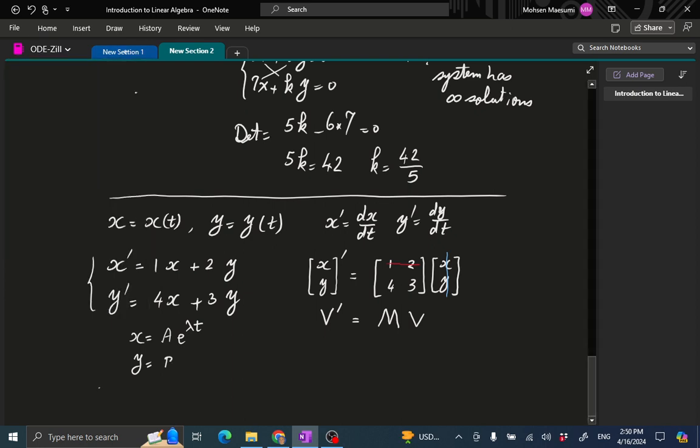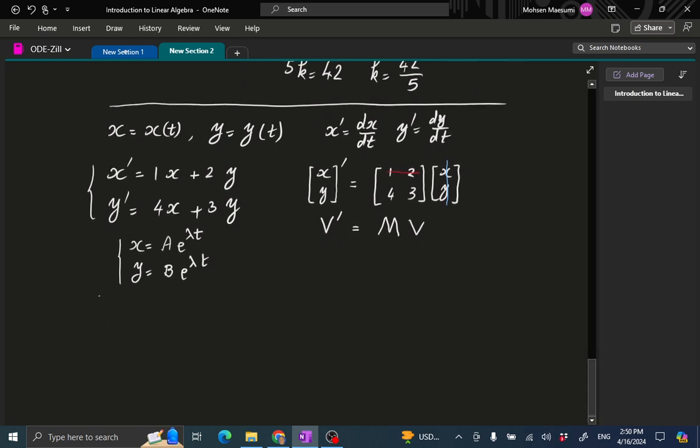Okay, so y will be some b times exponential of lambda t. We are going to try to find solutions of this type, just like what we did at the beginning of the semester, for equations that look like that. So what is x prime? The derivative with respect to t of this thing will be a lambda exponential of lambda t.